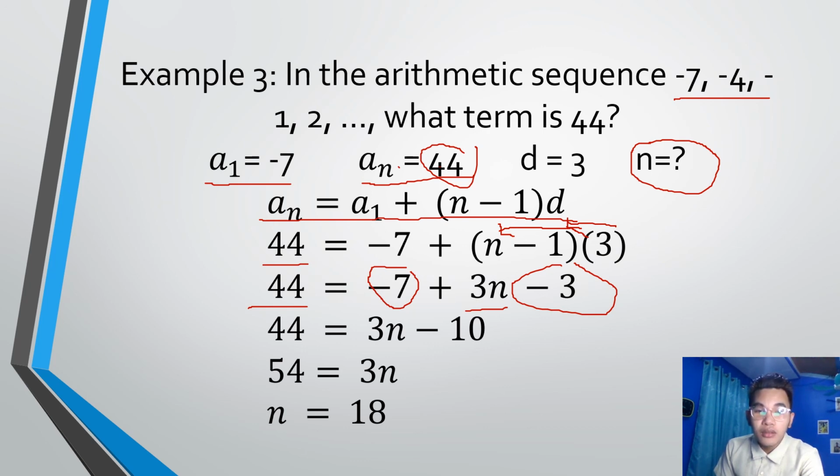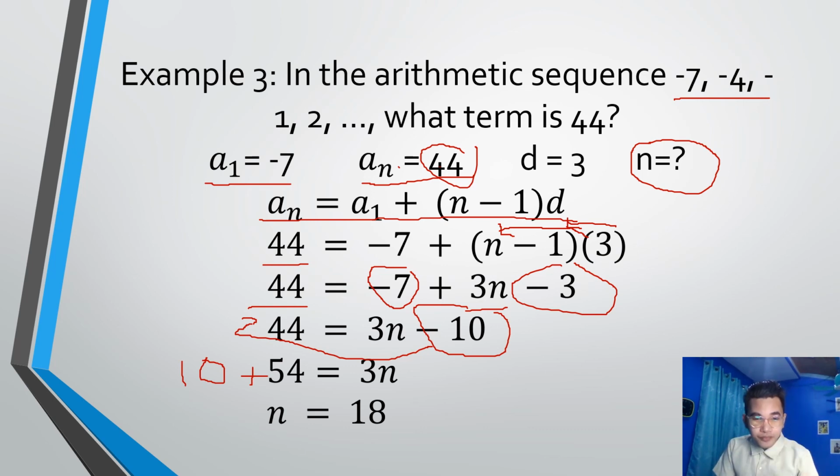Next, as you can see, we have combined here, and we will transfer negative 10 to the other side. Whenever we transfer an integer to the other side, its sign changes. So, negative 10, when transferred to the other side, becomes positive 10. So, you just add them. So, 44 plus 10. Okay, move it to the other side. So, 44 plus 10 is equal to 54.